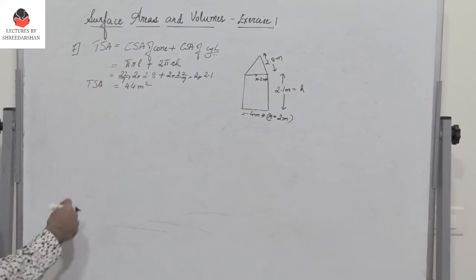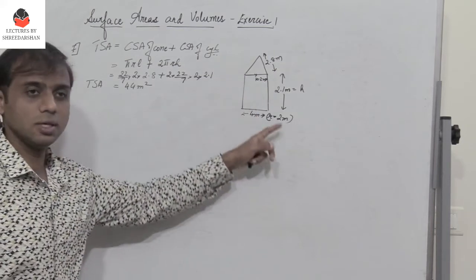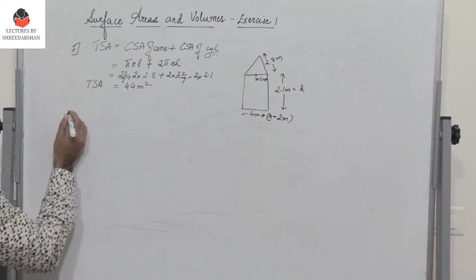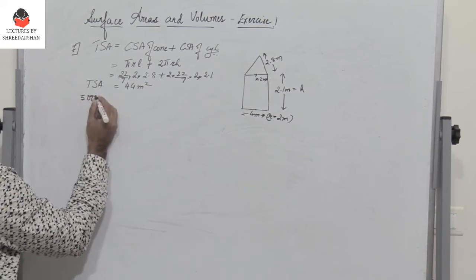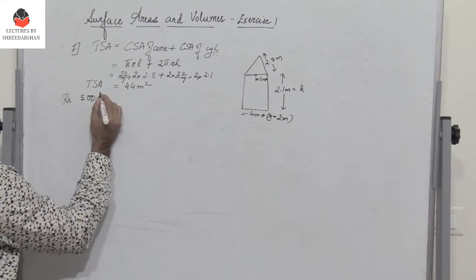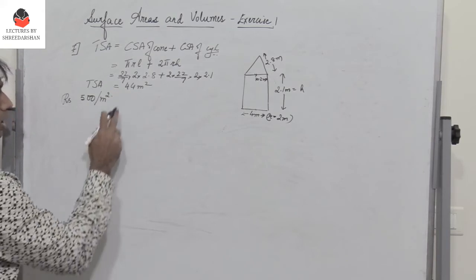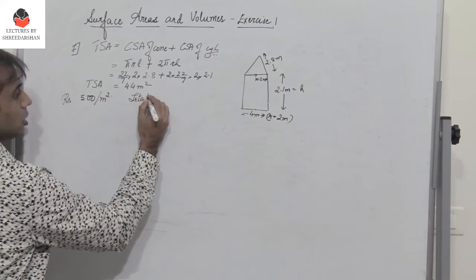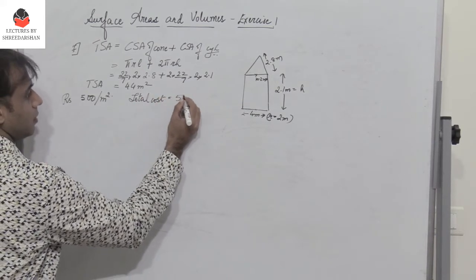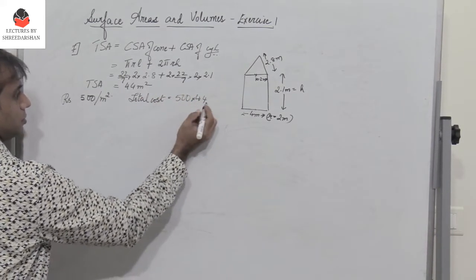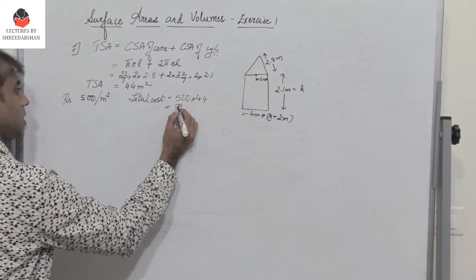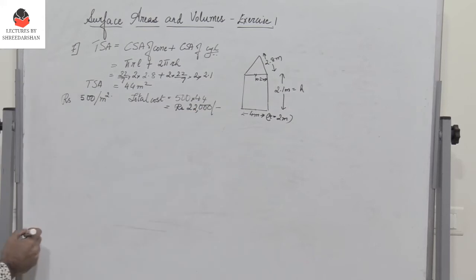It's been given that the tent is built using canvas, and the cost per meter square is 500 rupees. So how many meter square of canvas do I need? I need 44. Therefore the total cost would be 500 into 44, which is equal to rupees 22,000. So if I'm using canvas costing 500 rupees per meter square, then the total cost would be rupees 22,000.